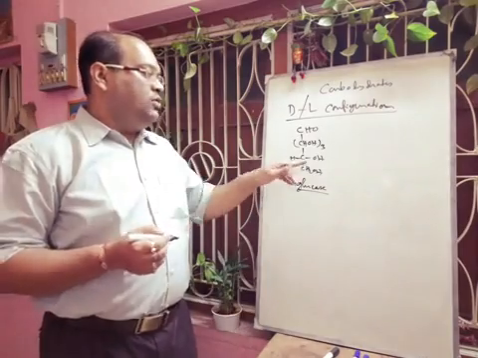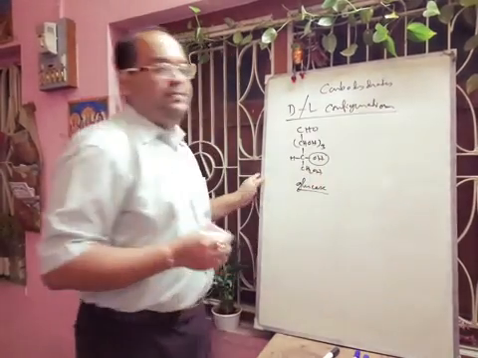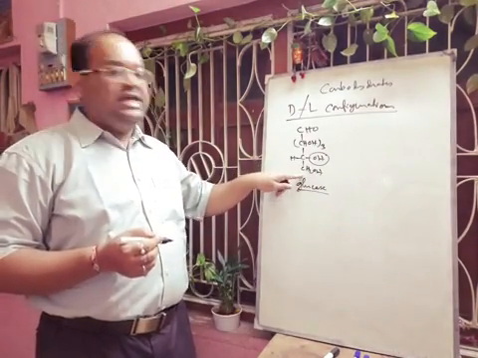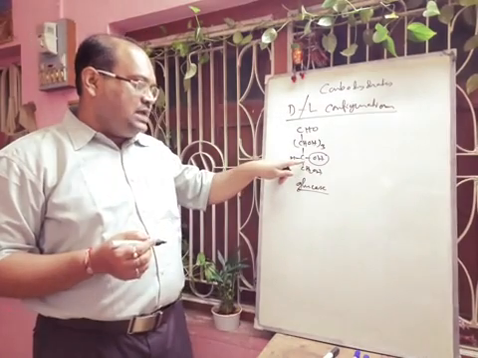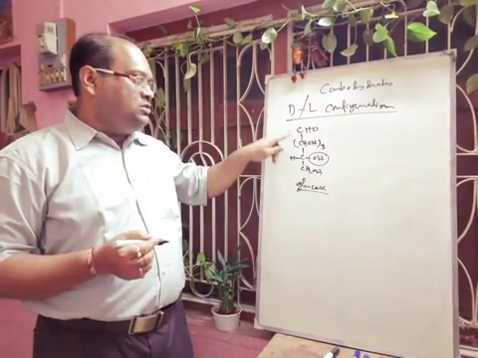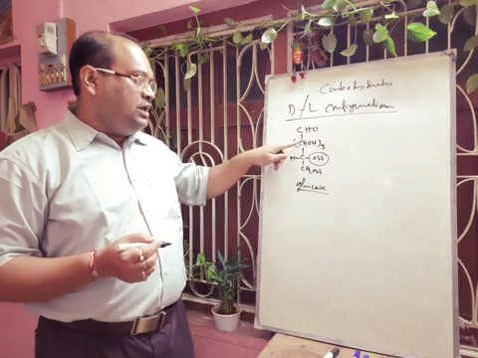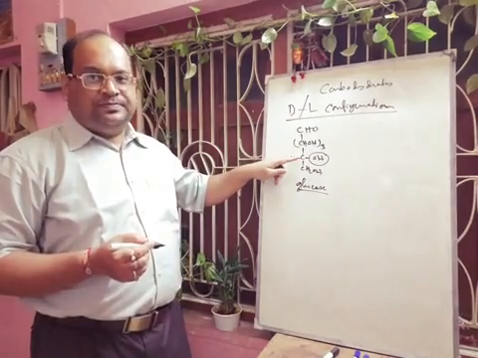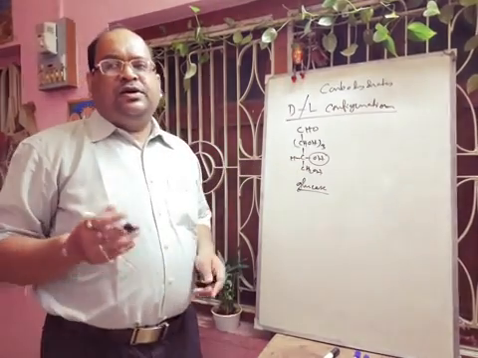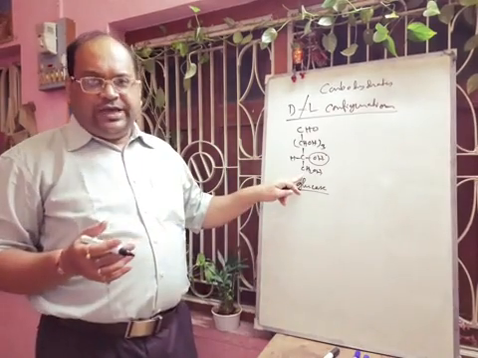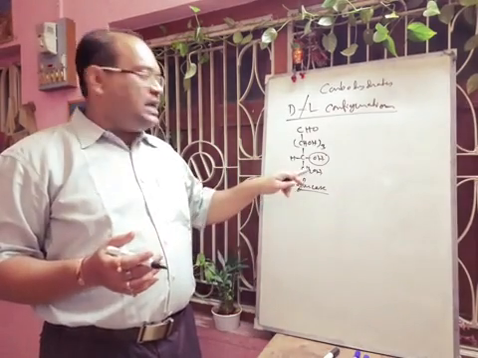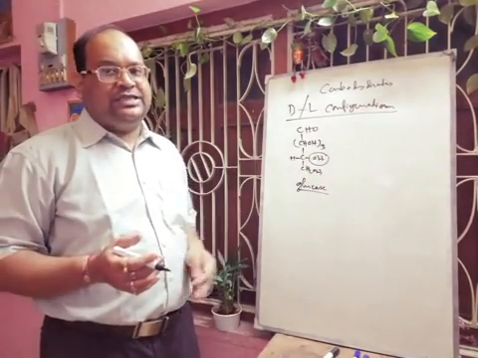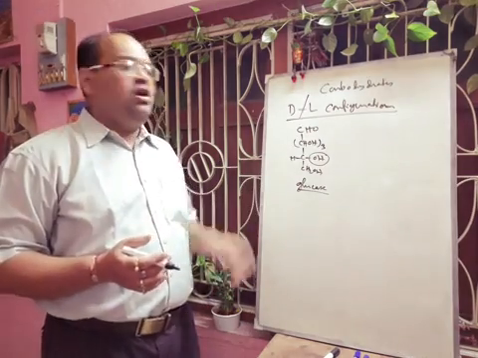When the OH group of the carbon atom adjacent to the CH2OH group, that means the bottom chiral center, this one is 1, this one is 2, 3, 4, 5, this is the 5th carbon atom. So, when the OH group of the carbon atom adjacent to this CH2OH group lies on the right hand side in the Fischer projection formula, then the monosaccharide is called D-glucose.